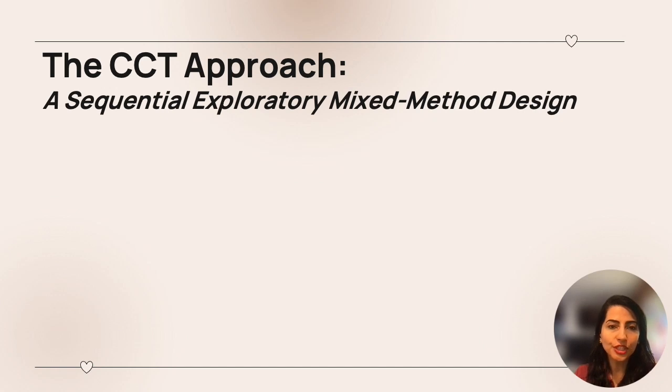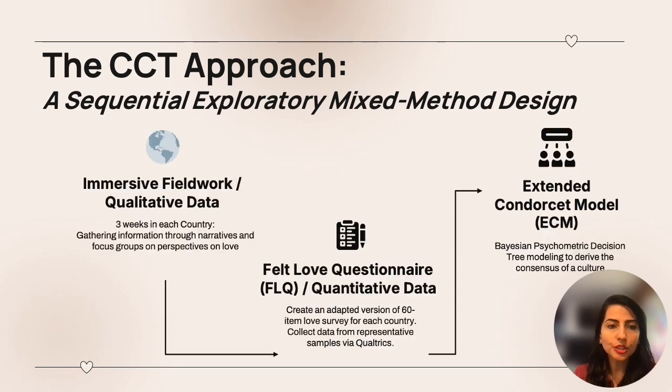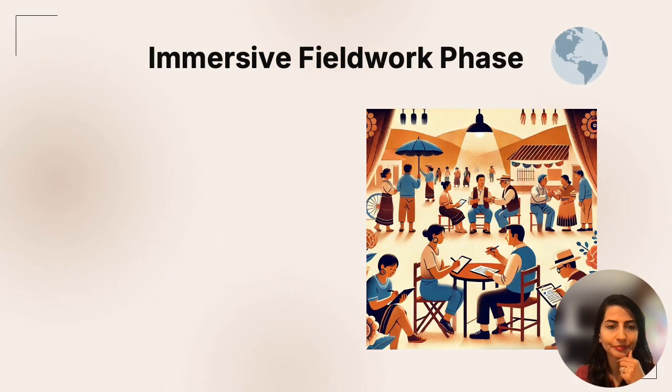So the CCT approach is a sequential exploratory mixed method design through which we first take a more immersive approach to understanding feelings of love through people's own experiences in qualitative studies. We then use that information from the immersive qualitative field work to inform our questionnaire, which we then apply quantitatively and use to model through computational models and extract these shared beliefs within a culture. Let me get into each of these phases a little bit more.